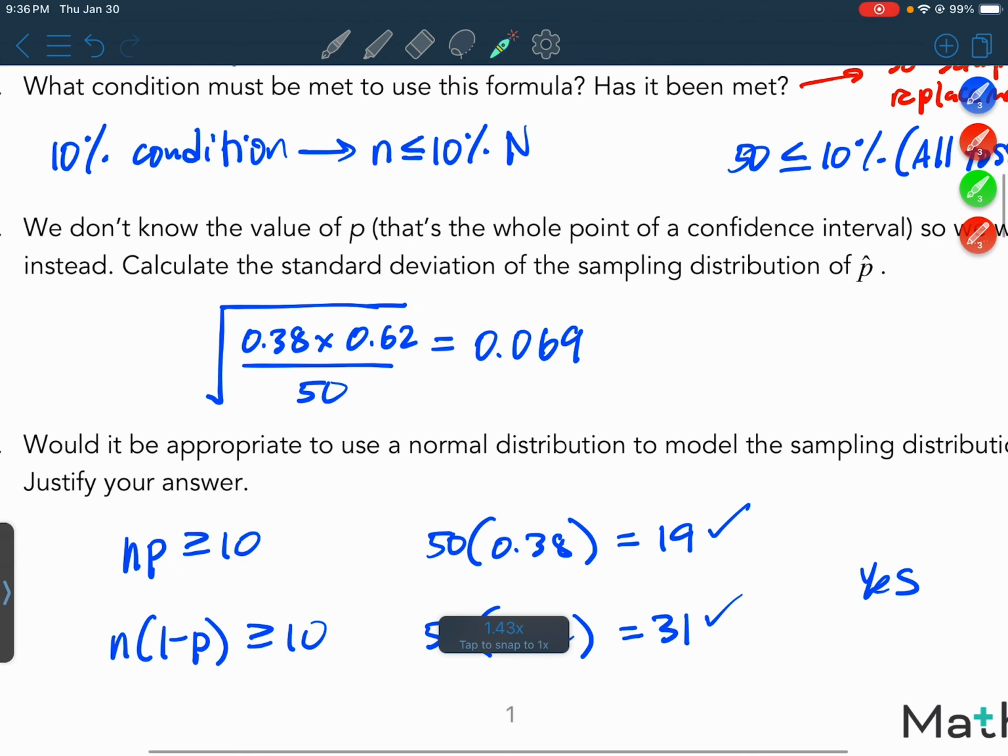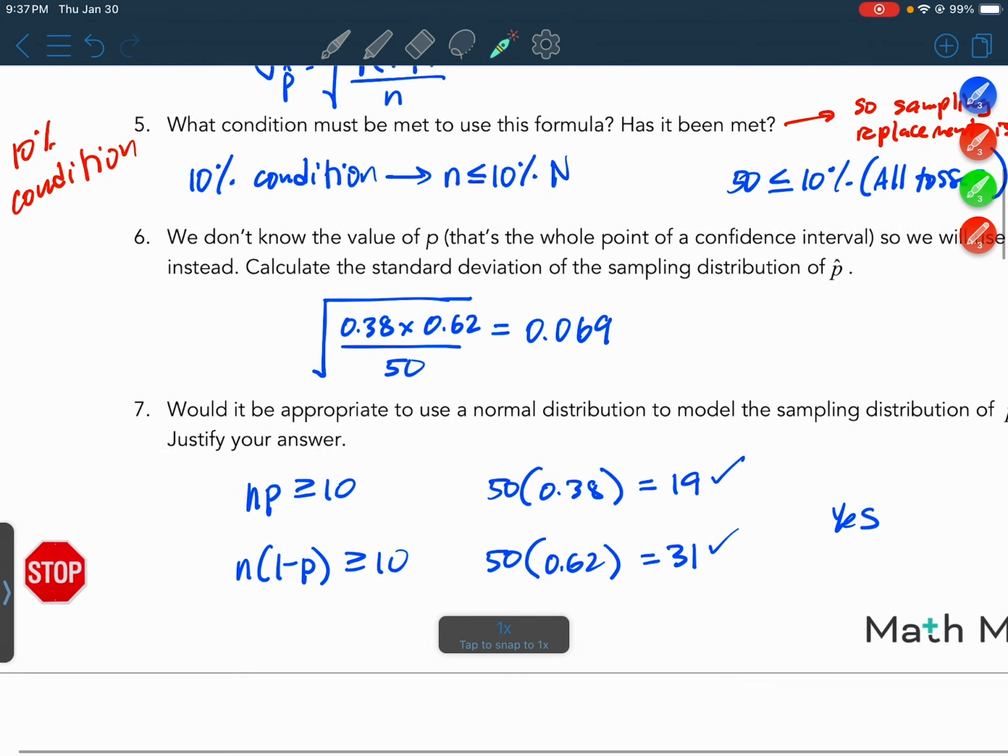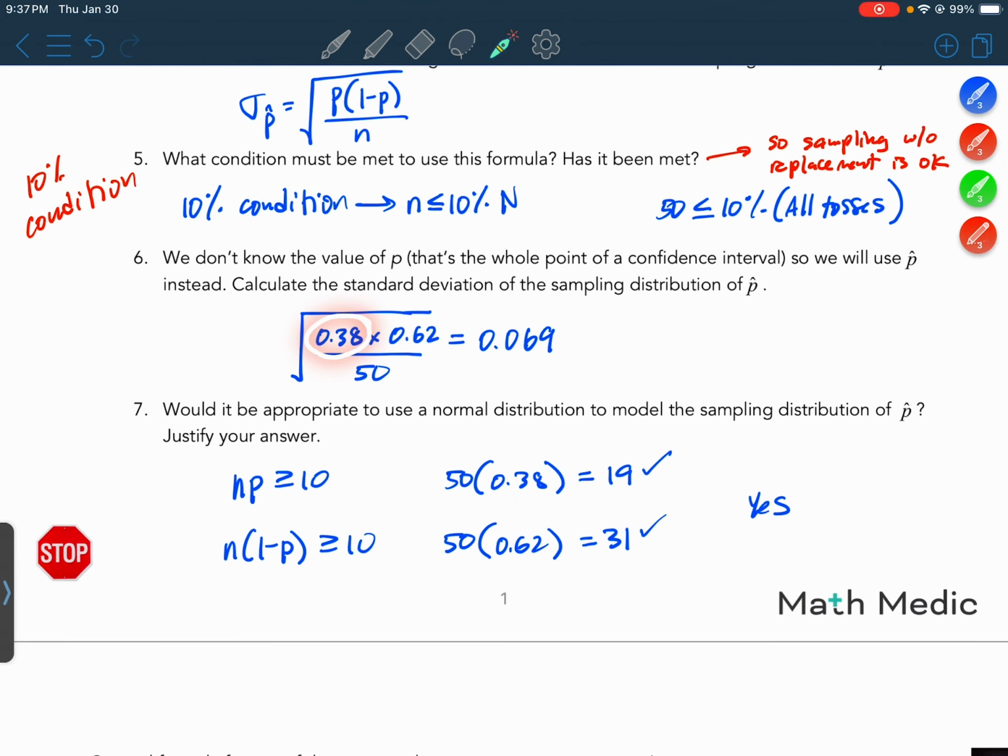So for me, that ended up being 0.38. 1 minus that would be 0.62. And then the sample size was 50. So I got this value. Of course, remember your value is going to be a little bit different. Now, because this isn't the true value of p, this is not the true standard deviation. So we have another name for it. We call this the standard error of p hat. That just simply means it's an estimate, or it's our best guess for what the standard deviation would be.